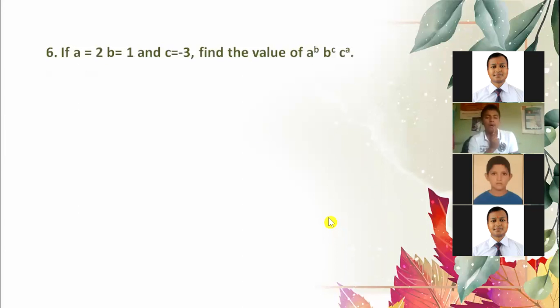So now, look at this question. If A is equal to 2, B is equal to 1, and C is equal to -3, find the value of A power B into B power C into C power A. This is the next question for us. अब यहाँ तीनटै भ्यालु दिएको छ. A को भ्यालु पनि दिएको छ, B को भ्यालु पनि दिएको छ, C को भ्यालु पनि दिएको छ. हामीले फाइन्ड आउट गर्नुपर्ने हो A power B, B power C, C power A को भ्यालु.